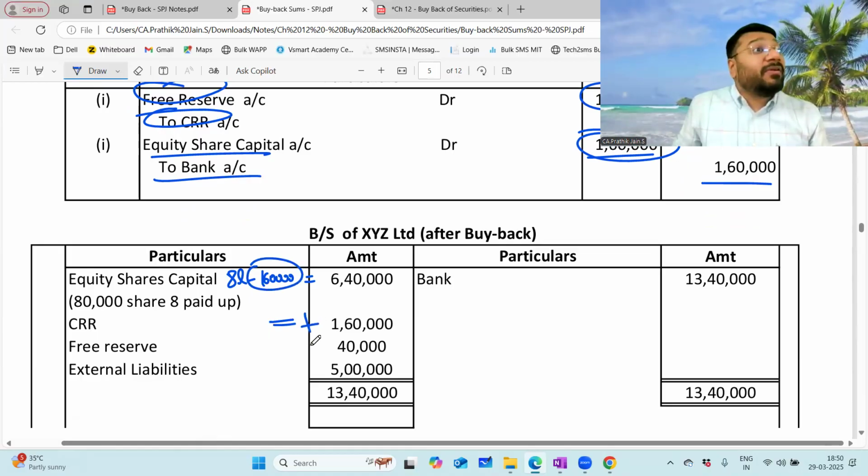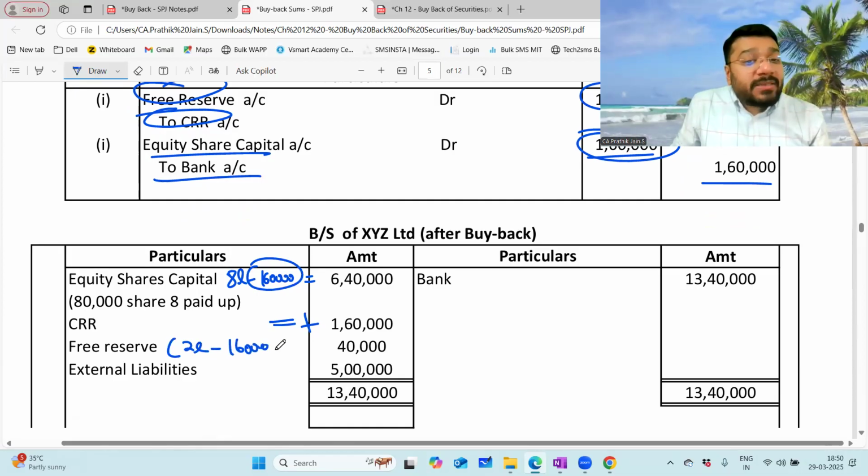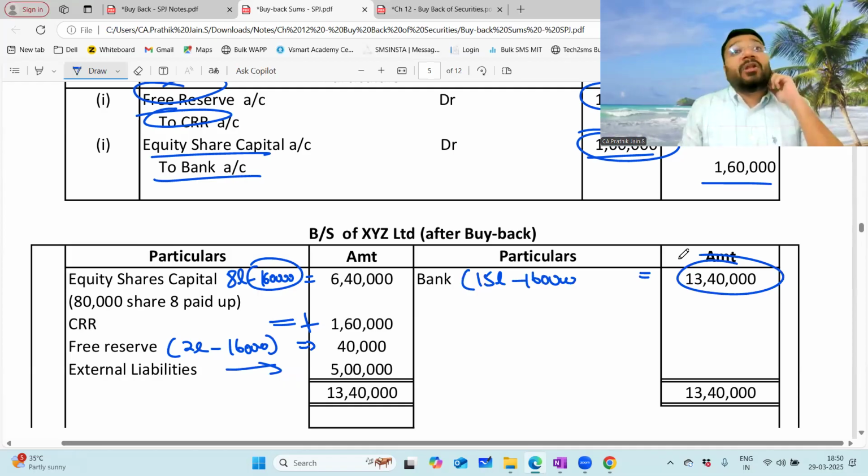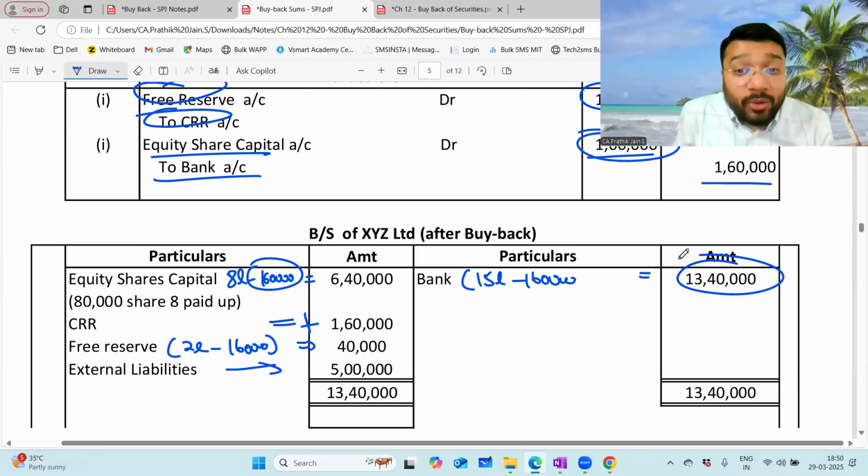From where? Free reserve. So free reserve was earlier 2 lakh. From that, 160 gone means how much is the balance free reserve? 40. External liability holders, same value. Bank, how much? So earlier we had 15 lakh rupees. In that you paid 1,60,000 rupees. So balance is how much? 1340. Now please tell me, what is the security of the external liability holders?